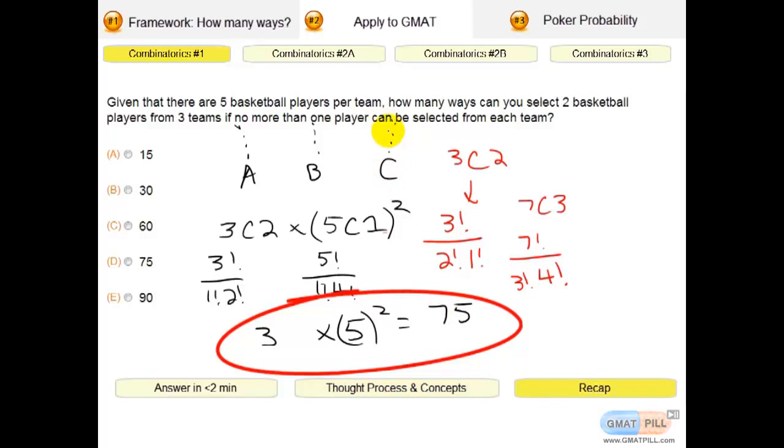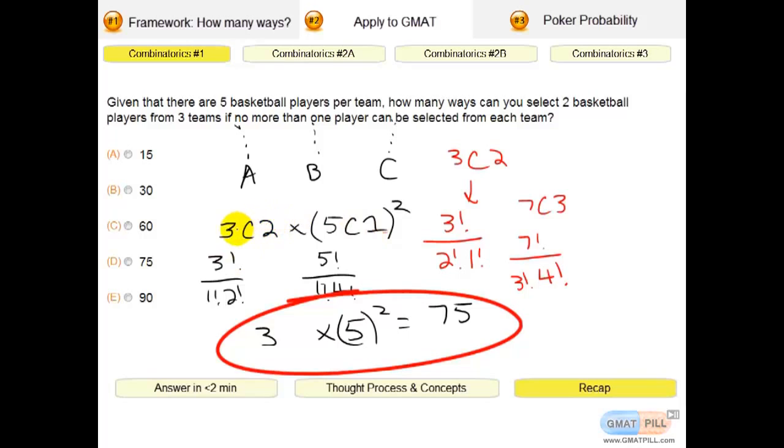So as a recap, we were given a word problem with a hypothetical situation and asked about possibilities. We have 3 teams, A, B, and C. Each team has 5 players. Our job is to choose 1 player from 2 of the 3 teams. So out of the 3 teams, you choose 2, and then out of those 5 players for each team, you choose 1, and you do that twice for each of the 2 players. And that's how you set up this formula.